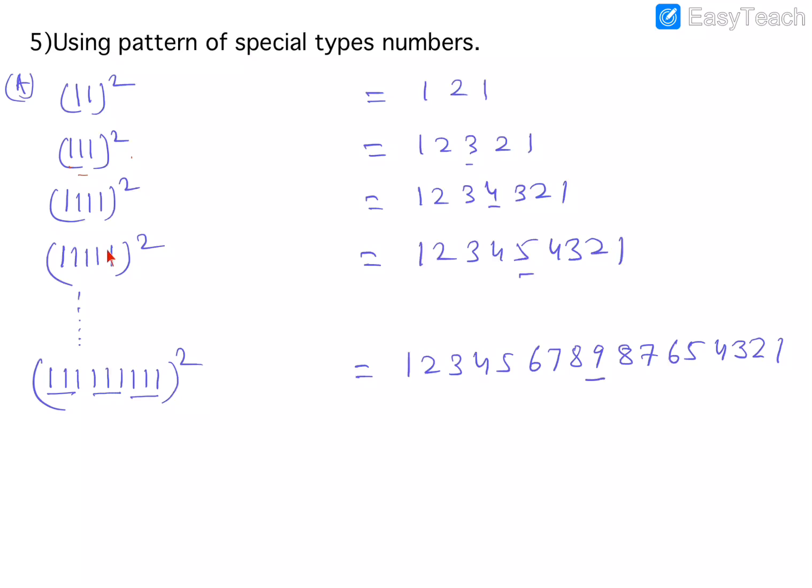Here it contains 5 ones, so its square will be 1, 2, 3, 4, 5 and then reverse 4, 3, 2, 1. This contains 9 ones, so its square will be 1, 2, 3, 4, 5, 6, 7, 8, 9 and then reverse 8, 7, 6, 5, 4, 3, 2, 1.